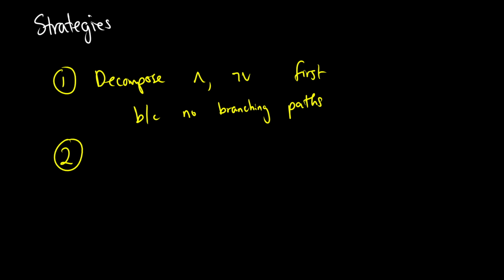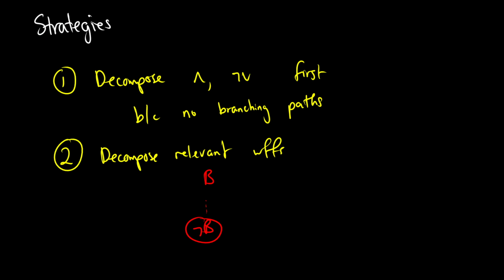Two, decompose relevant WFFs. So what do I mean by a relevant WFF? It means that if you have B somewhere earlier, then try to find the ones that would give you not B. That's your goal. You want to find contradictions, so work with things that you've already seen before if possible.